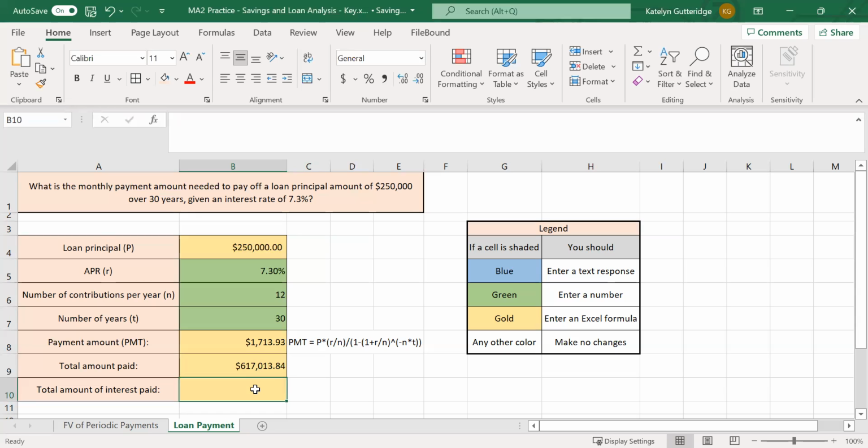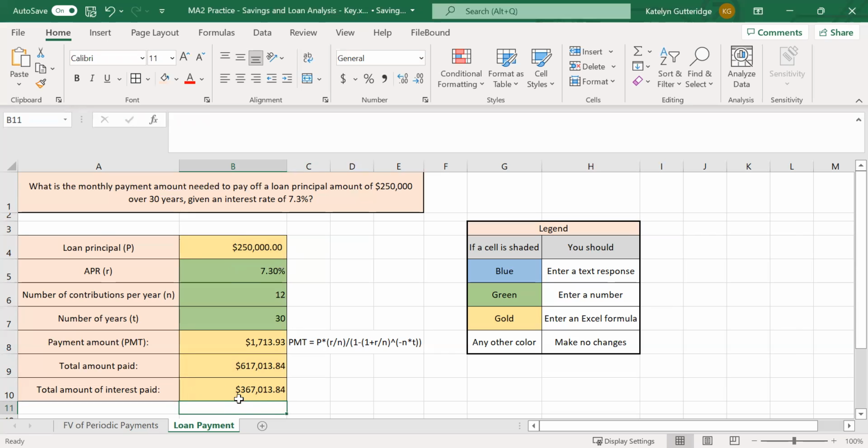Now let's figure out how much of that was interest. To figure out how much interest we paid on the loan, we want to take the total amount we paid minus the loan principal. I'm going to start with my equal sign, click on that total amount paid, which is that $617,000, and then subtract off the loan principal, that $250,000, and then hit enter.